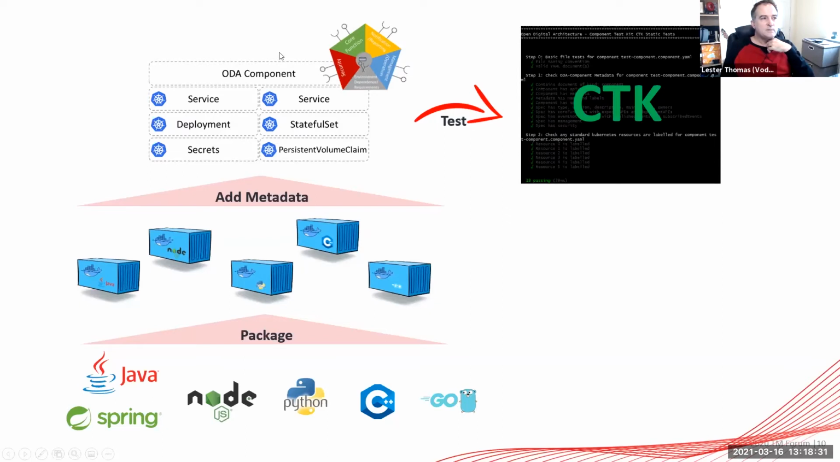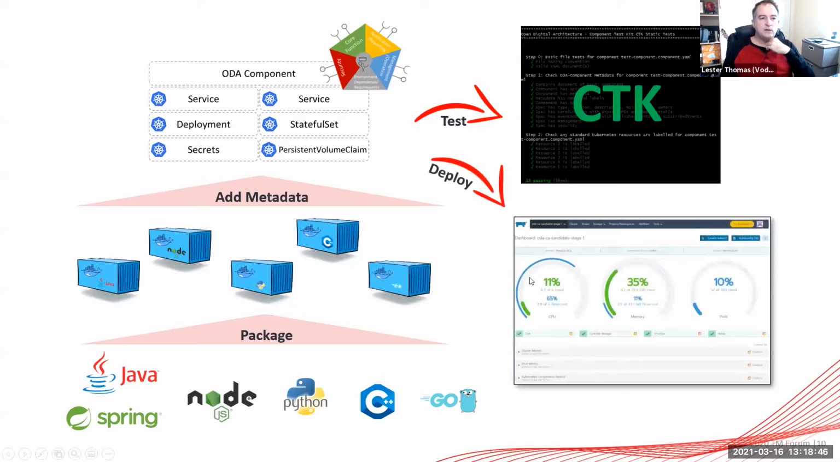So you package up this metadata. Then when you test it, we've created a CTK. For the security validation, we now have a CTK, which is the static and dynamic testing of the security metadata that we're adding. And finally, we can deploy it in this open digital lab.